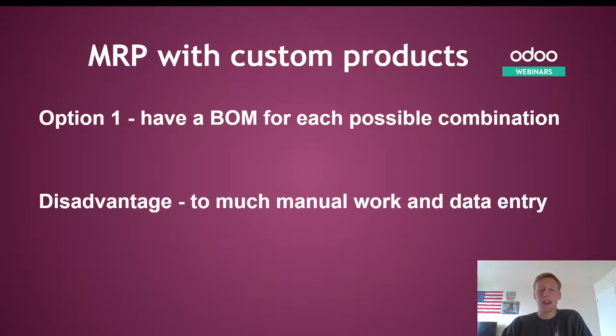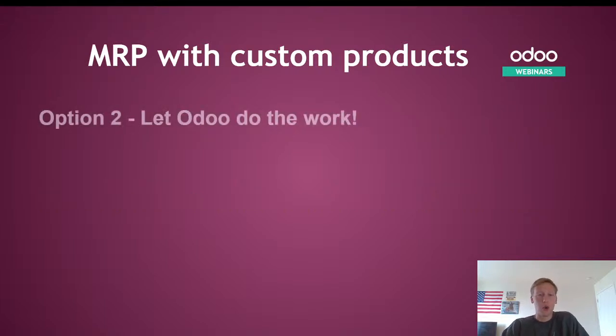and the disadvantage of that is too much manual work and data entry. That's something that we want to avoid, right? When we try to implement an ERP system, we try to avoid human mistakes as much as possible, and we try to automate as much as we can. And that's why we choose Odoo to do this, because Odoo is just so amazing with this.